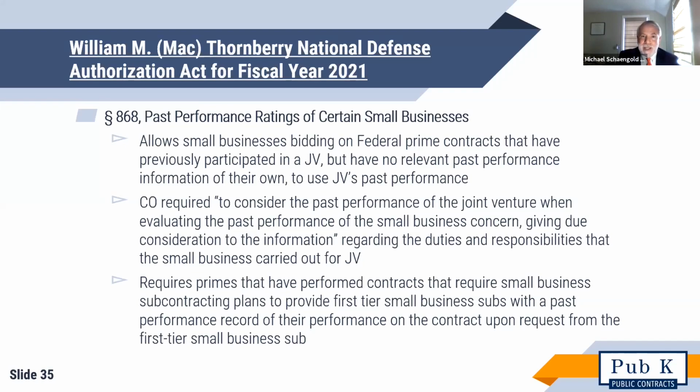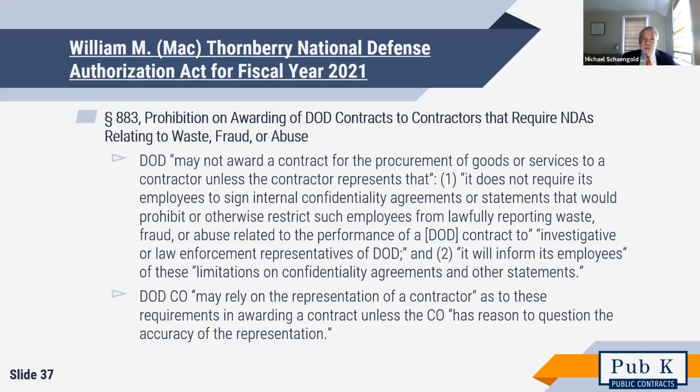Now, turning to slide 37, please. Pursuant to Section 883, DoD may not award a contract for the procurement of goods or services to a contractor unless the contractor represents that it does not require its employees to sign internal confidentiality agreements or statements that would prohibit or otherwise restrict such employees from lawfully reporting fraud, waste, or abuse related to the performance of a DoD contract, and two, it will inform the employees of this limitation.